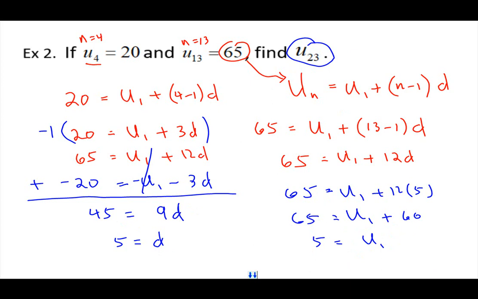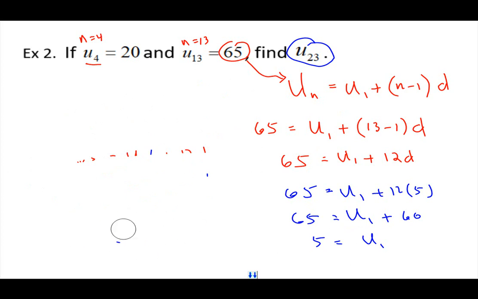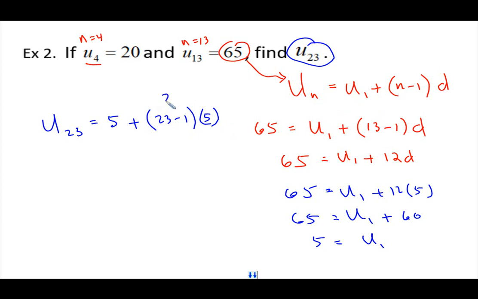Alright. So now that we know the first term and the common difference, we can find u sub 23. So I'm going to erase this real quick. So u sub 23, I'm trying to find the 23rd term. Now that I have everything I need, the first term I know is 5, plus n is 23. Now the common difference d, remember that was also 5. So if I work all this out, I end up with 22 times 5. So we're going to get 5 plus 22 times 5, which is 110, I believe.